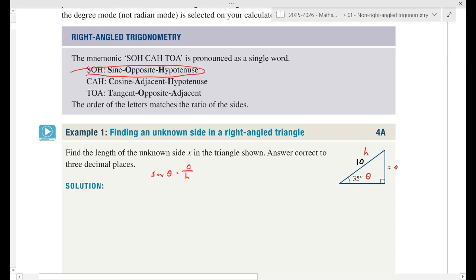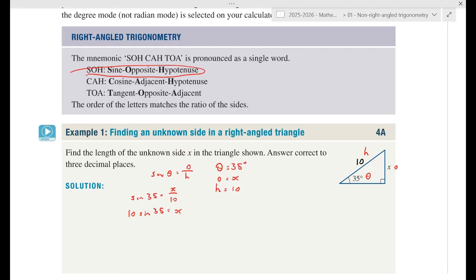So we know our theta is 35 degrees. We know our opposite is x, and we know our hypotenuse is 10. So all we're going to do is substitute that in. So sine of 35 equals x over 10. We rearrange that so that we get x on its own. So we multiply both sides by 10, and we get 10 sine 35 equals x, which you guys will chuck into your calculator.